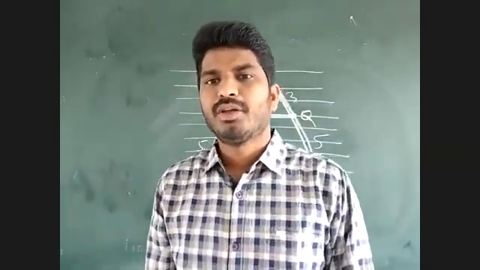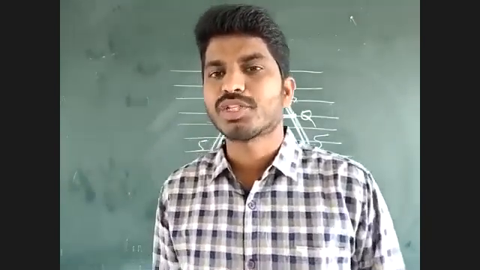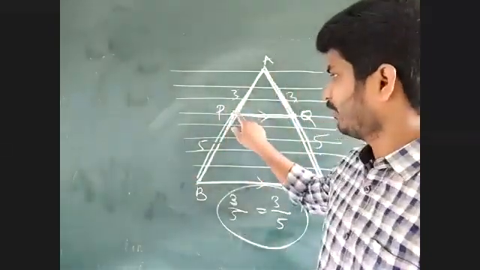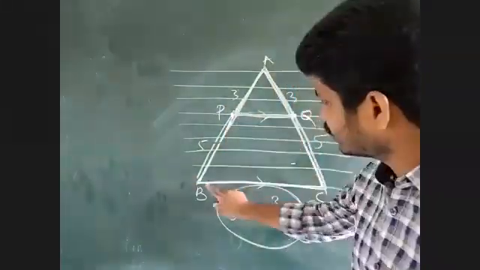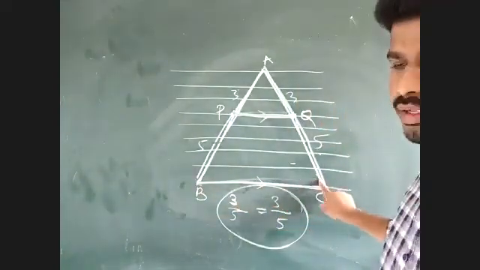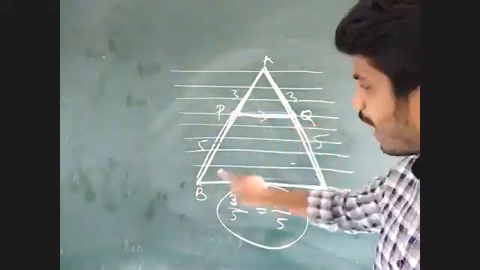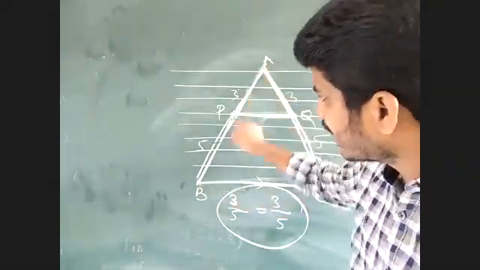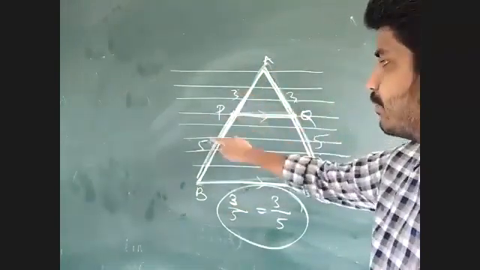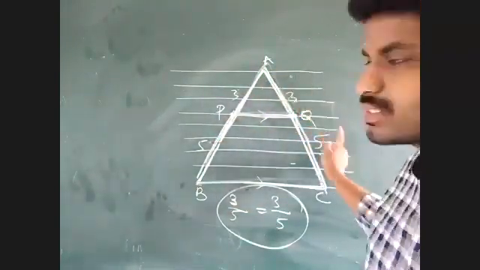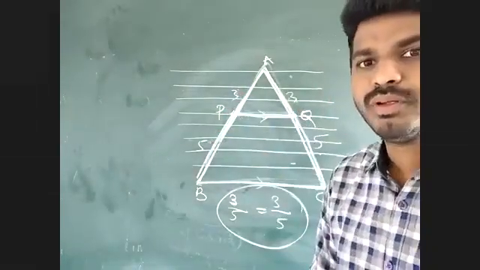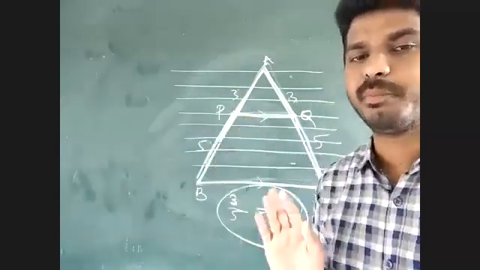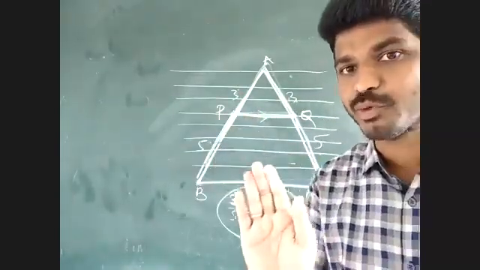Then tell me, what is the statement of the basic proportionality theorem? If a line is drawn parallel to any one side of the triangle, then this line divides the other two sides in the same ratio. That is the basic proportionality theorem statement. Is it clear, all of you?